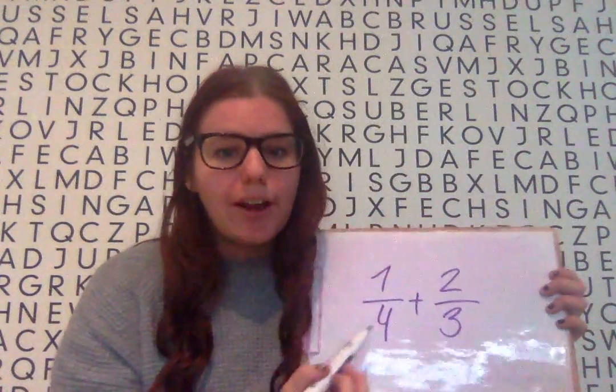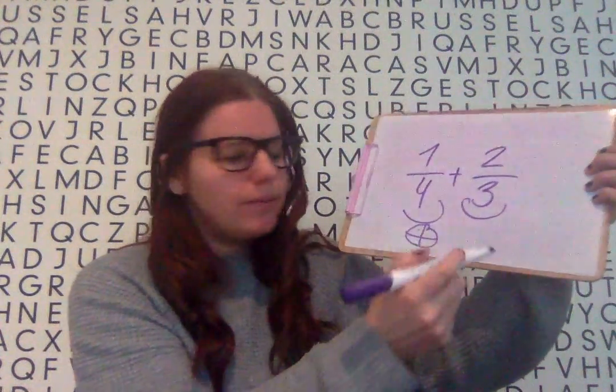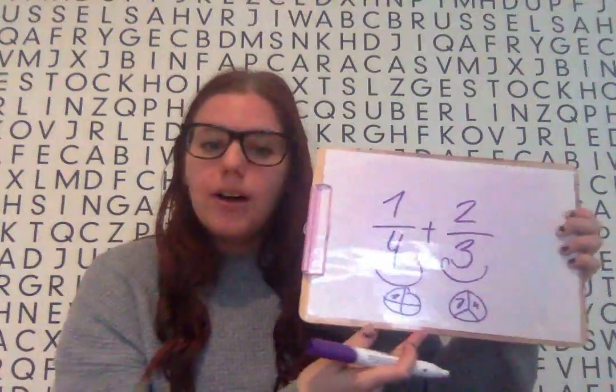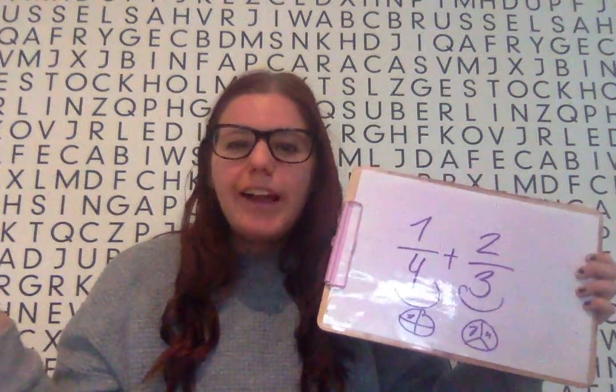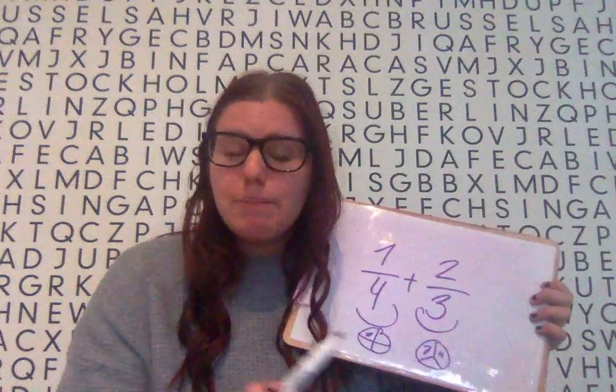No, absolutely not. These numbers need to be the same because if we look, we would be adding quarters and we would be adding thirds. These are not equivalent, so we cannot add them together. It'd kind of be like adding apples and oranges and wondering how many mangoes you get. It just doesn't work. You always need to be adding like things together.